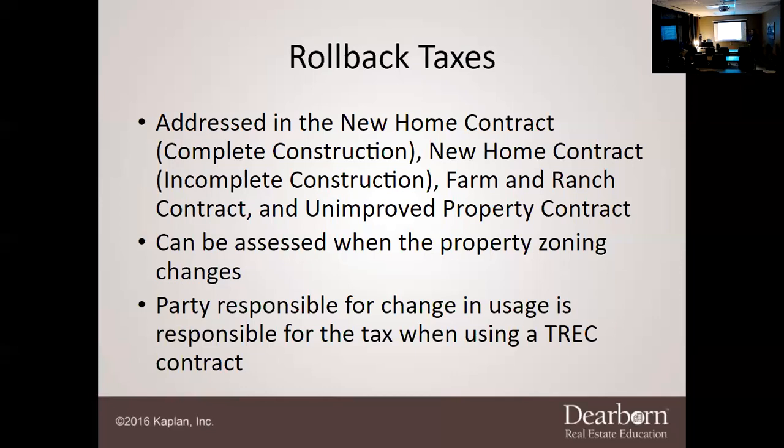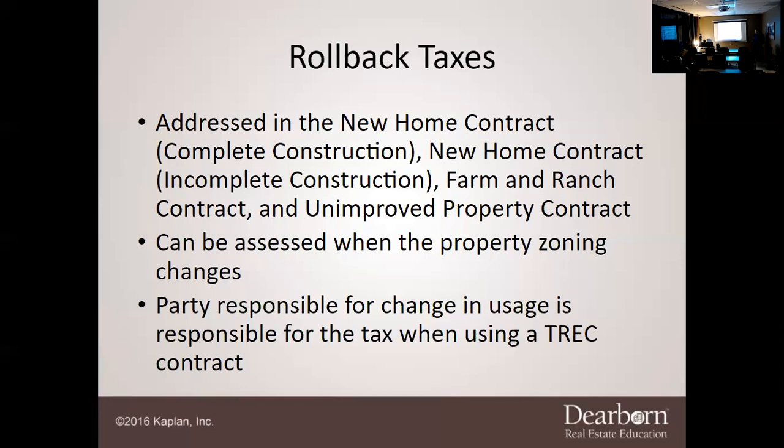Now, as you're going through these different things, you want to make certain you notice the rollback taxes. You will notice that as you went through these, the rollback taxes were addressed in the new home contract, both complete and incomplete, the farm and ranch contract, and the unimproved contract. But let me ask you this question: we want to make certain that we are going through and addressing these rollback taxes.